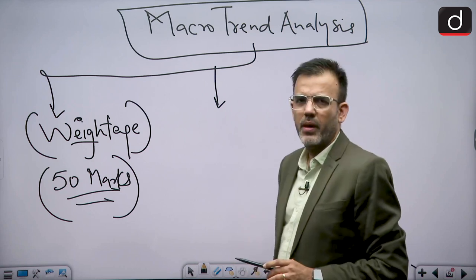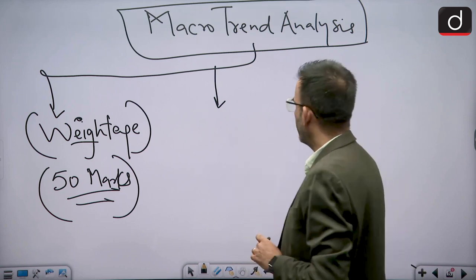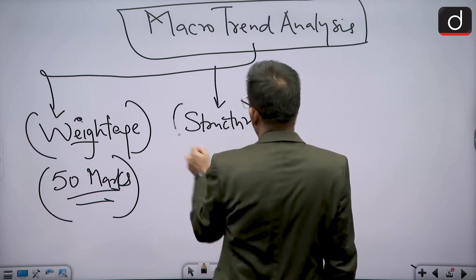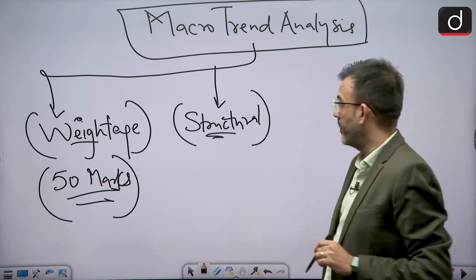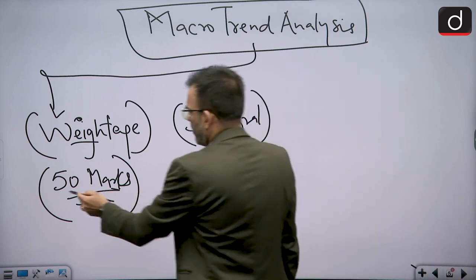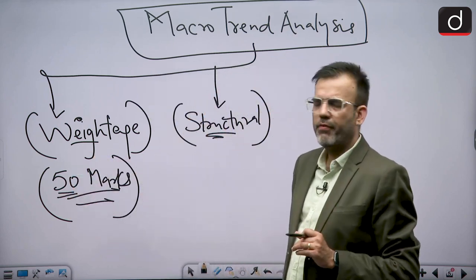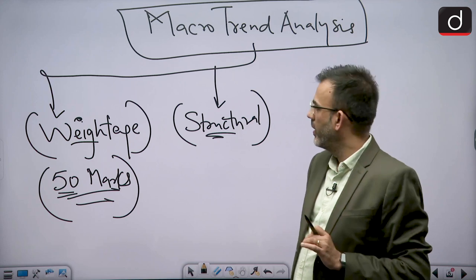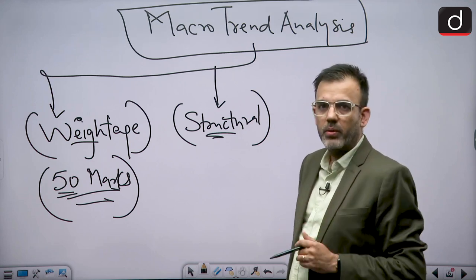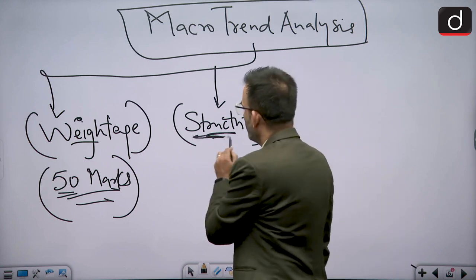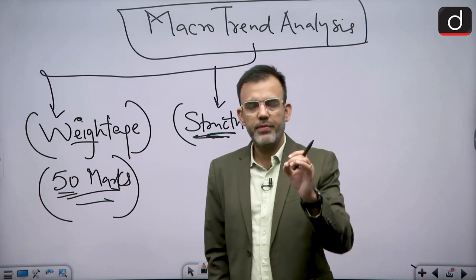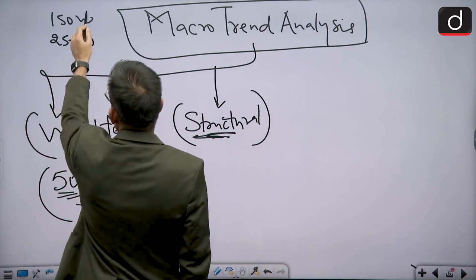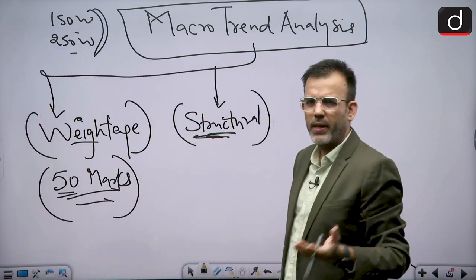The second dimension which is associated with this macro trend is more or less the structural part. Structural analysis of this segment. Structural analysis means, once you know that, okay, this particular segment has weightage of 50 marks, then how many questions, what is the word limit, that makes a structure of a paper. Luckily for you guys who are giving exam in this era, the structure is also more or less constant. You will have set number of questions, and generally you will have questions in 150 words and 250 words. The total number is also almost 20 questions you get.